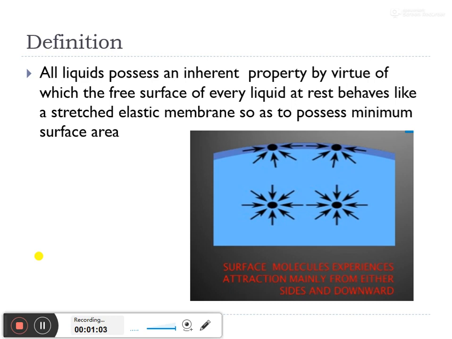In this figure we can see that the molecules in the middle portions attract molecules all around them, while the molecules on the surface experience attractions only from the sides and downwards. So we can say that surface tension is the tension of the surface of a liquid caused by the attraction of the particles in the surface layer by the bulk of the liquid, which tends to minimize surface area.